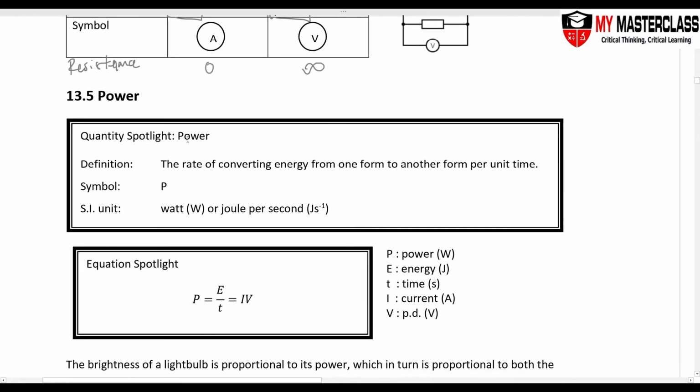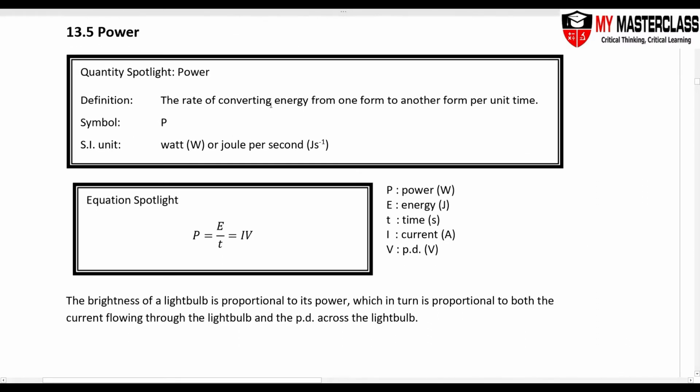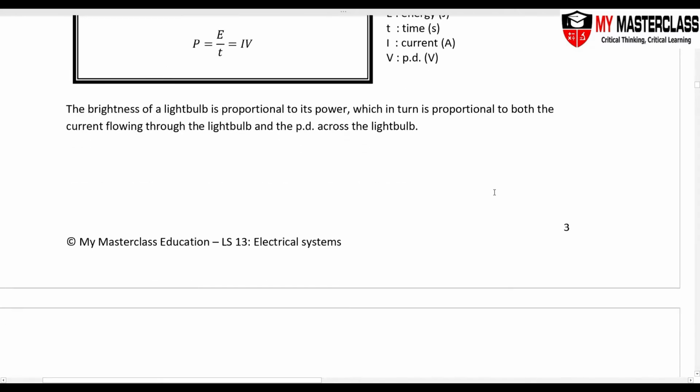After this, we have power. Power is how fast energy is converted from one form to another. So the rate of conversion of energy from one form to another is power. Because it's the rate of conversion of energy, it's how much energy is being converted divided by the time. So power is energy over time. And in electricity, we can also use the equation P equals IV. I've gone through the derivation of P equals IV before, so I won't go through it again.